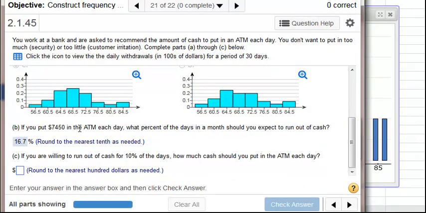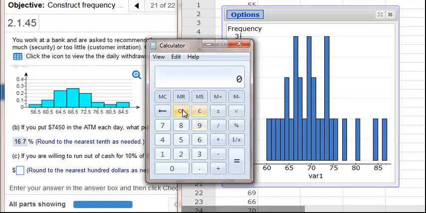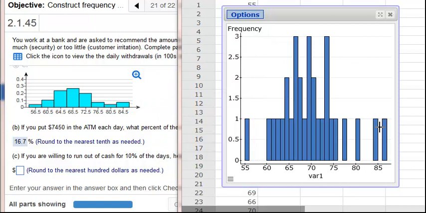And then lastly, it says if you're willing to run out of cash for 10% of the days, how much cash should you put into the ATM each day? All right, well, let's see. 10% is 0.10. 10% of 30 days, that would put us at 3 days. So we're willing to run out of cash on 3 days. Looking at our frequency diagram here, we've got 1, 2, 3 days. So there's going to be 3 days where people are withdrawing $8,000 or more.